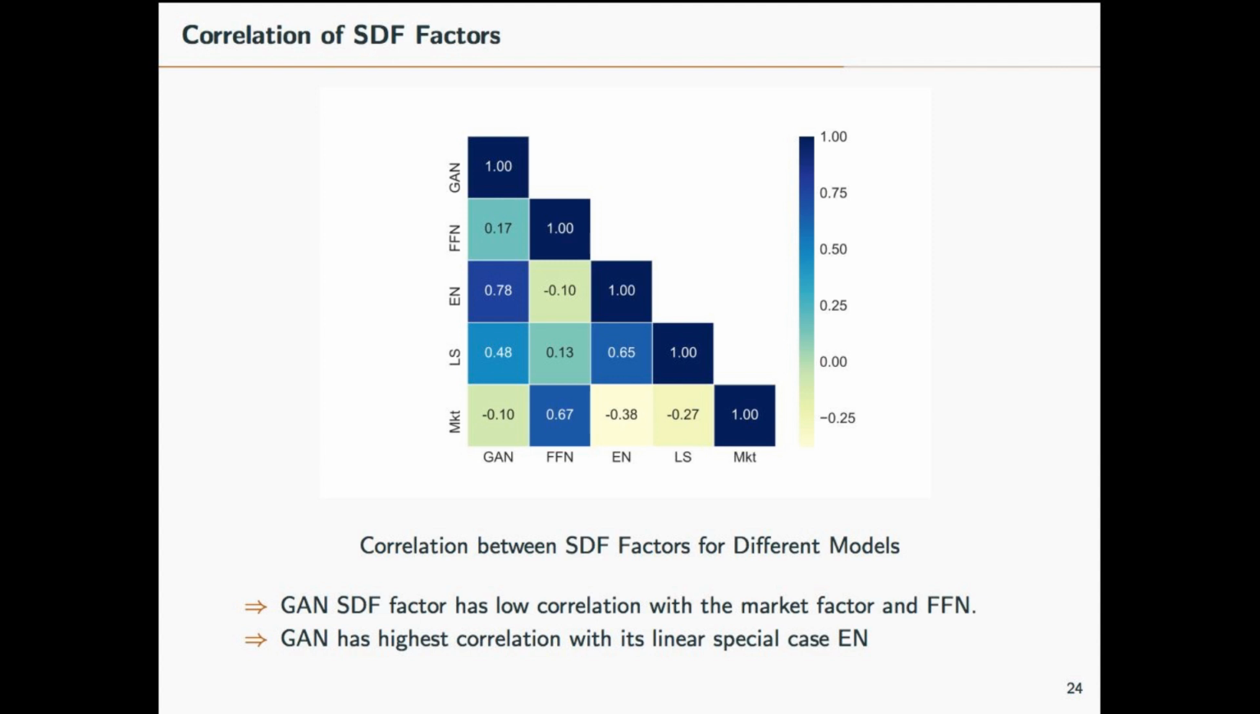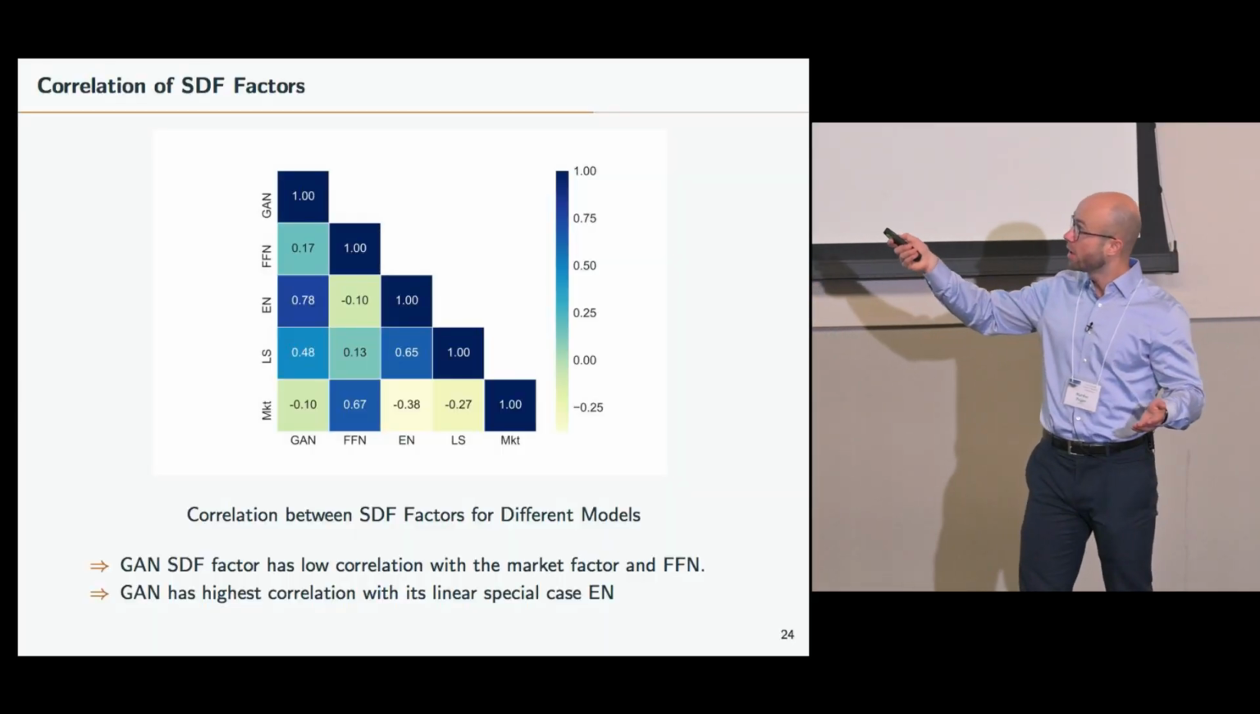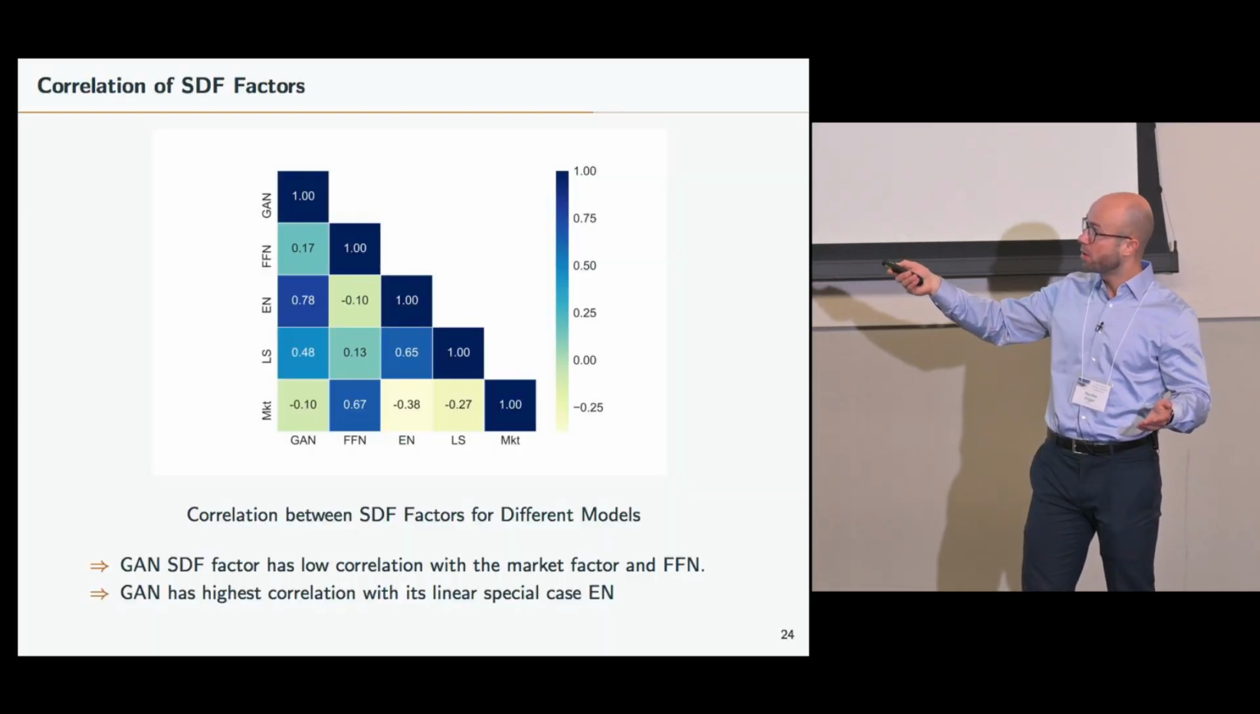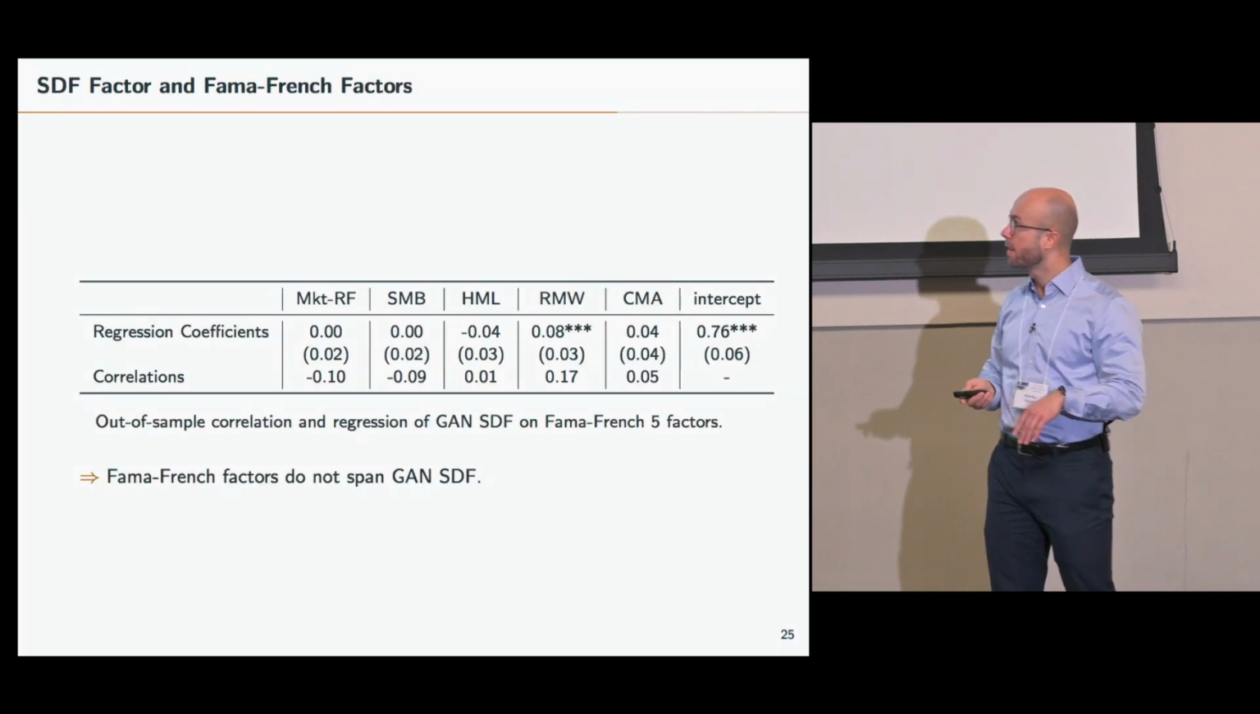All right, so we have established this model can help us with asset pricing, but what do we learn economically? What is this SDF? Now for each model I get an SDF time series, so a starting point could be to look at correlations. So I can look at the correlation of my SDF with a market portfolio, which is close to zero, with a forecasting approach, very low. So the highest correlation we would get with a linear special case of our model.